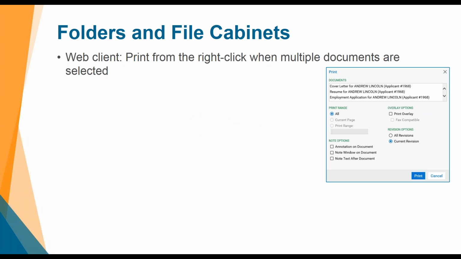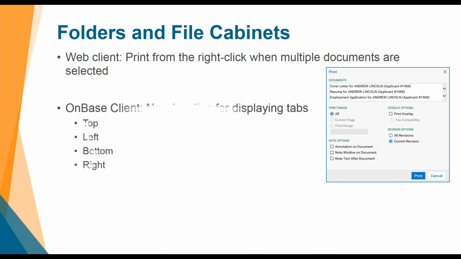They now have the option to print multiple documents from the right-click menu. So you can select multiple documents within the folders and file cabinets in the web client now. As you can see here, they marked 3 or 4 documents to be printed, and then you can go ahead and print them straight from the web client, which is a great improvement over having to print them one at a time.